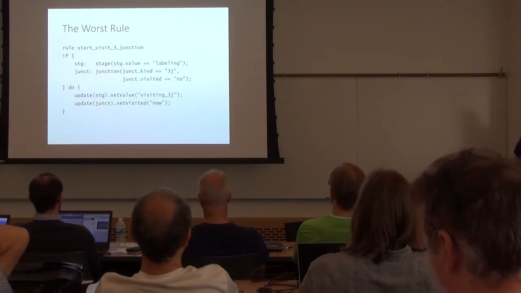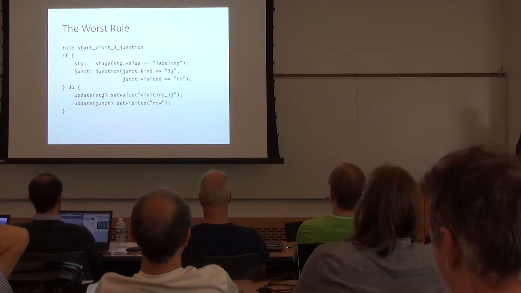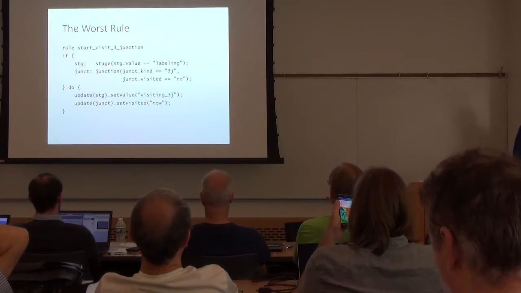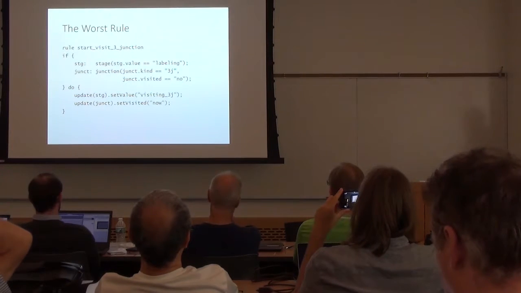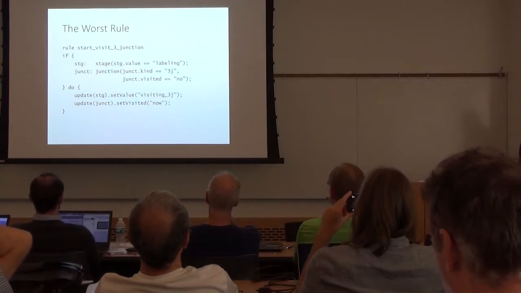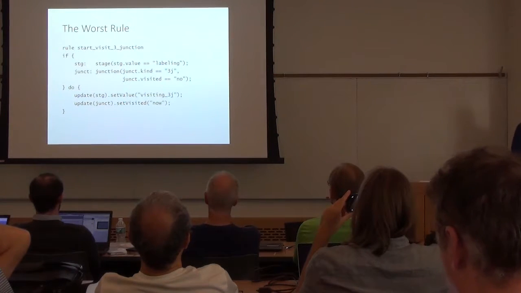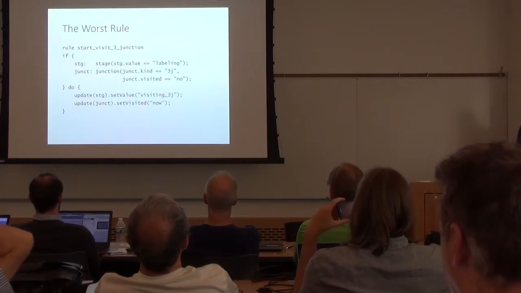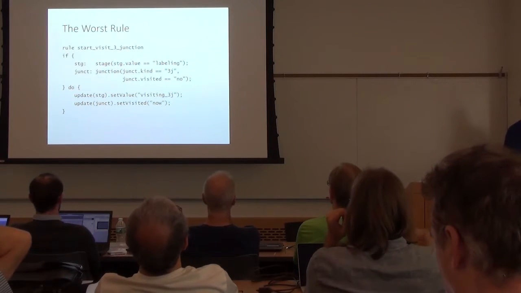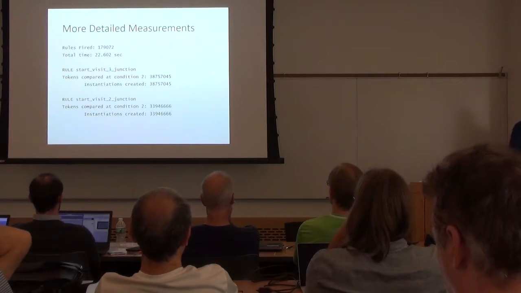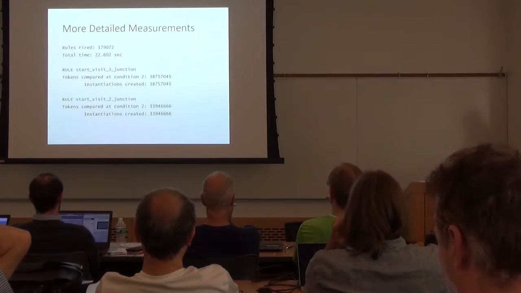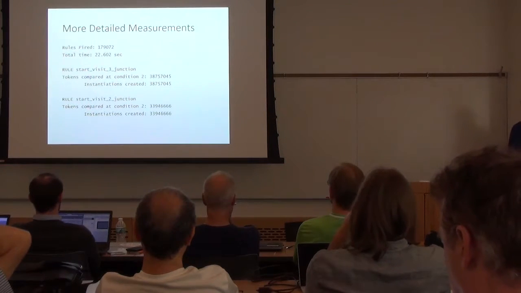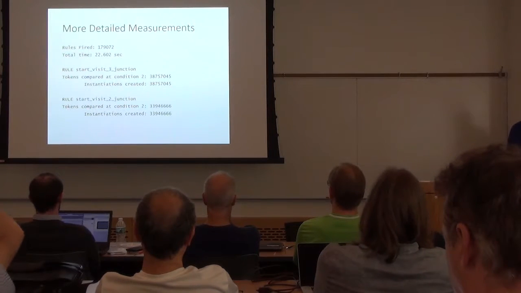This is the worst rule. It's actually a very simple rule. If one was reading the program, this is probably not one that would jump out and say this is going to be an expensive rule. It has two conditions and two simple actions. It matches two objects and updates those two objects. So if we break out the measurements instead of adding together the total comparisons and the completions, this is what we see for the two worst rules.